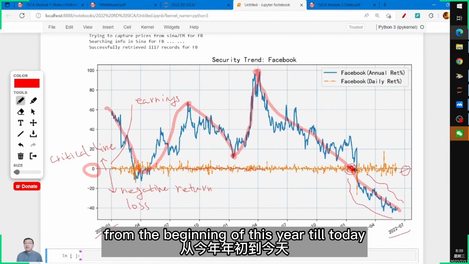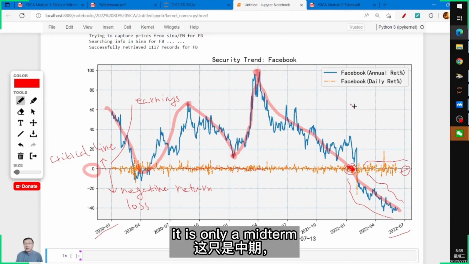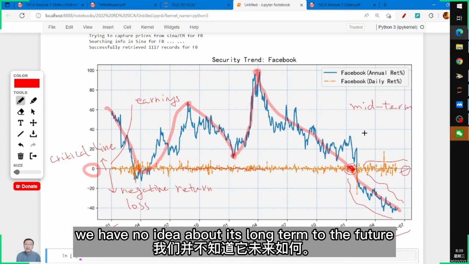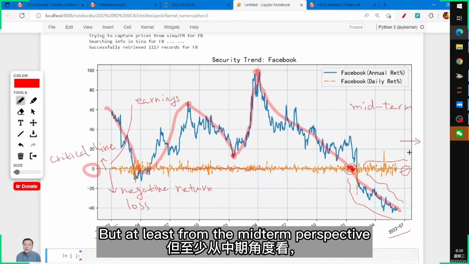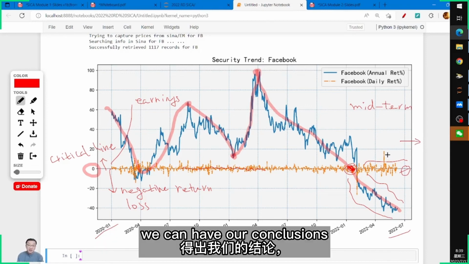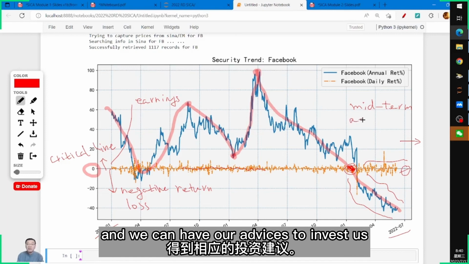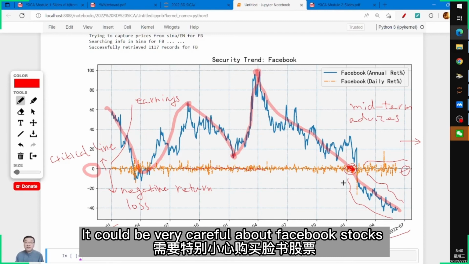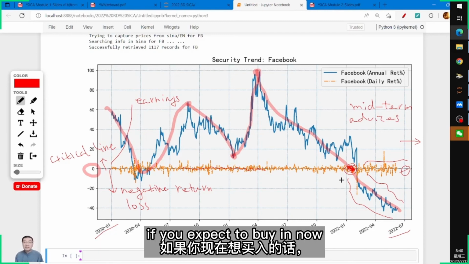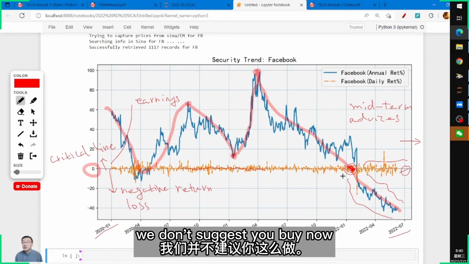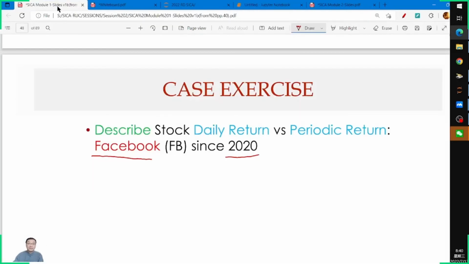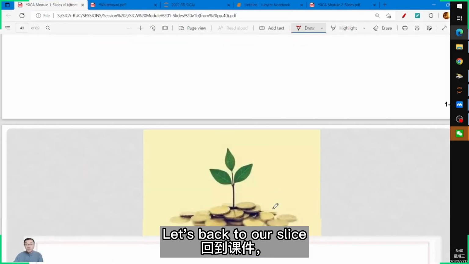From the beginning of this year till today, it is only a midterm. We have no idea about its long term future, but at least from the midterm perspective, we can have our conclusions and we can have our advice to investors. Be very careful about Facebook stocks. If you expect to buy in, no, we don't suggest you buy now. Let's go back to our slides.